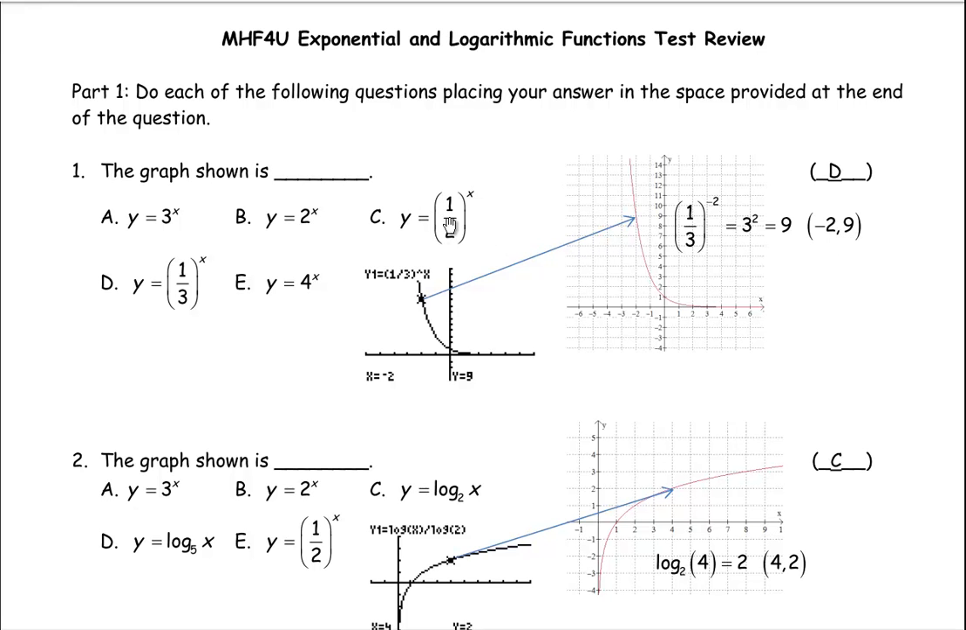If this had been the right one, and we had a half here instead of a third, it would have been a half to the power of -2, and then the base would be 2, 2 squared would be 4, and the point -2, 4 would instead have been the point on the curve. So that's how I know the correct answer is D.